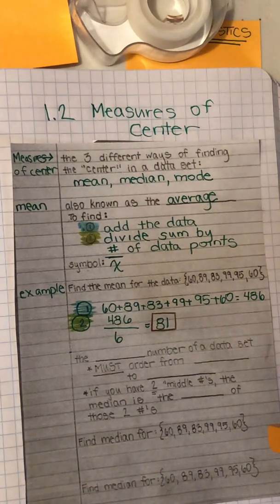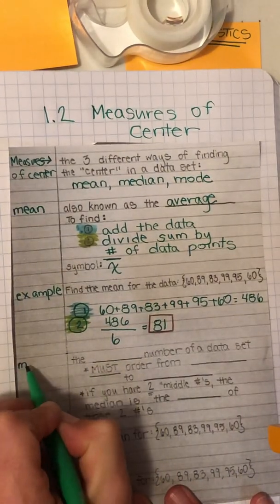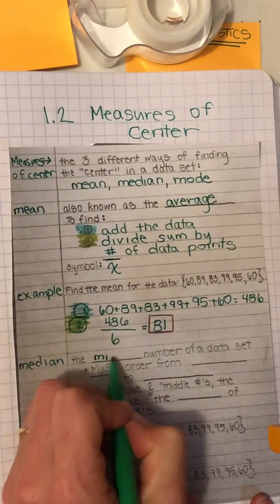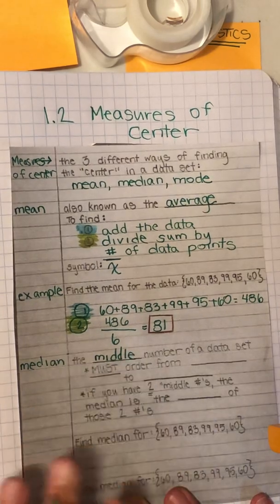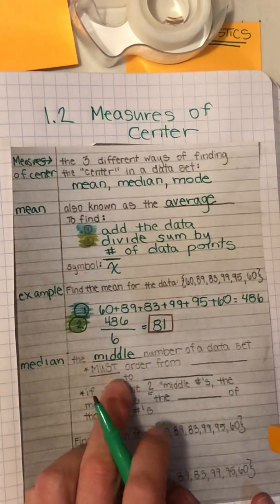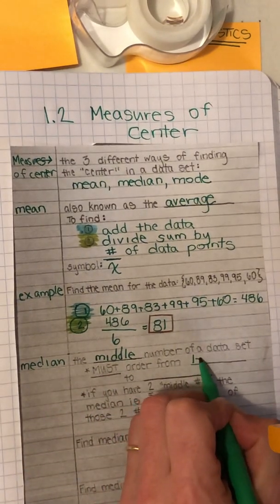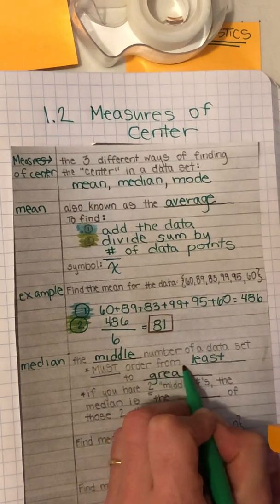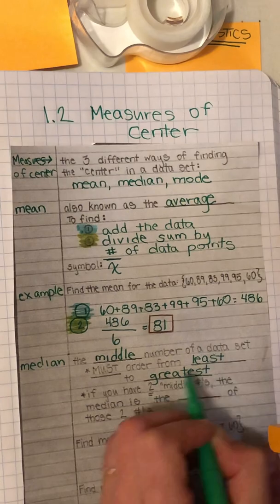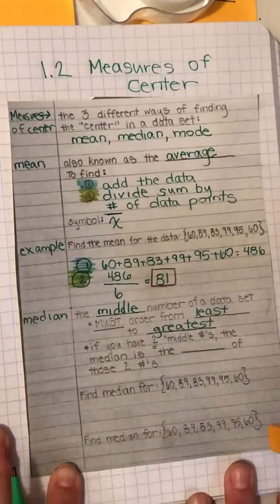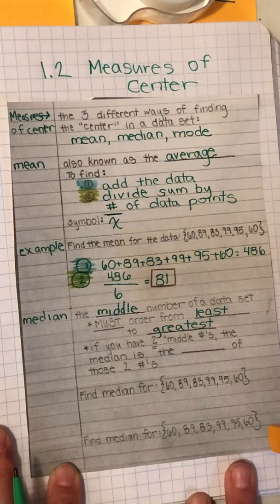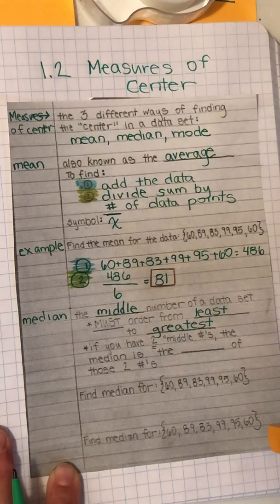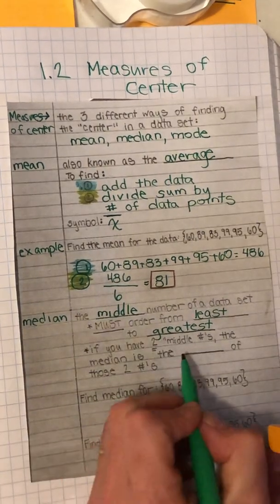Okay, median. The middle. The middle number of a data set. First you must order them from least to greatest. So you've got to put them in order first. Sometimes they'll be in order for you and sometimes not. And then there's a trick. So if you have 2 middle numbers, the median is the mean of those 2 numbers.